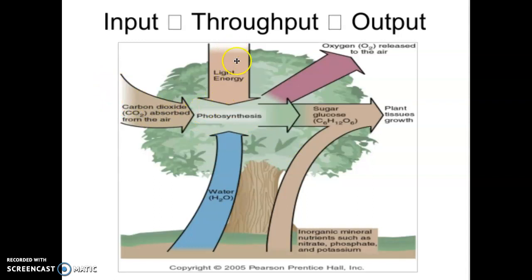Like light, the energy from the sun is an input. All these come together, and these arrows are the flow of this input. They come together in the system, they make photosynthesis. And what are our outputs? It is oxygen and sugar. To get the sugar, we also need minerals and nutrients from the soil, which is also part of input. So that's how we study the system diagram for a tree.